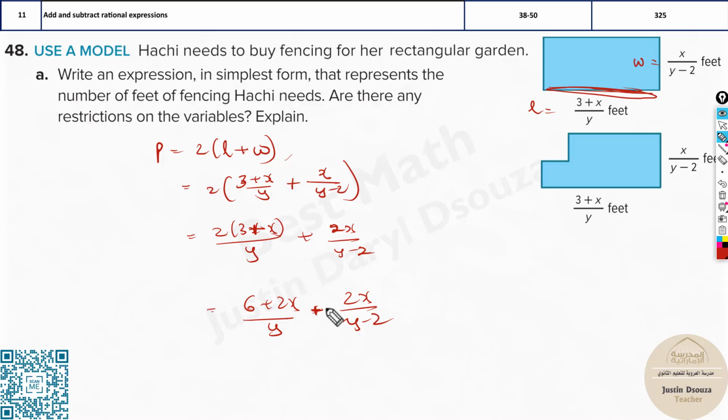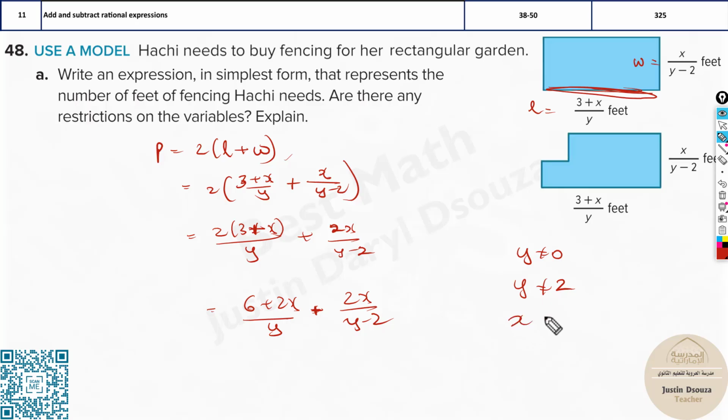It's plus, sorry. You can see here they have also asked what the restrictions on the variables are. Can this y be equal to 0? No, then it's undefined. y cannot be equal to 0. Also, y cannot be equal to 2, since y minus 2 going to the other side becomes plus 2. These two are not possible. Why? Because if we put 2 here, again, it will be undefined.